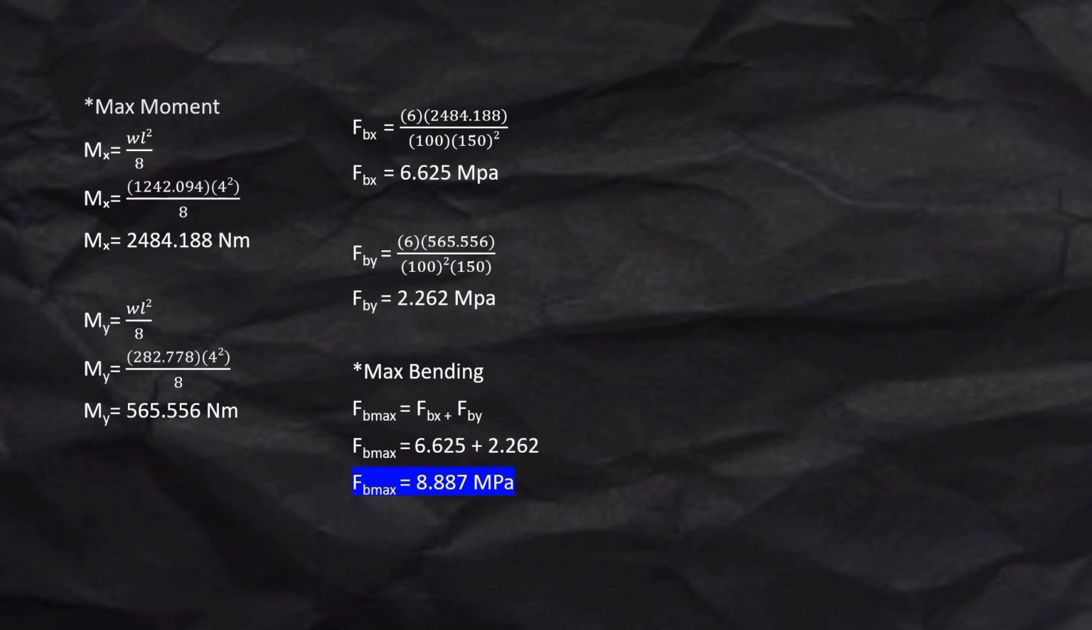FBY is equals to 6 times 565.556 over 100 squared times 150. FBY is equals to 2.262 MPa. For the max bending, the FB max is equals to FBX plus FBY. So FB max is equals to 6.625 plus 2.262. FB max therefore will be 8.887 MPa. That's all, and thank you.